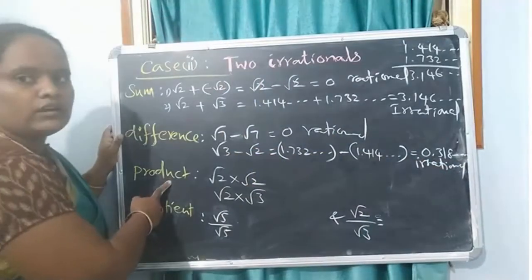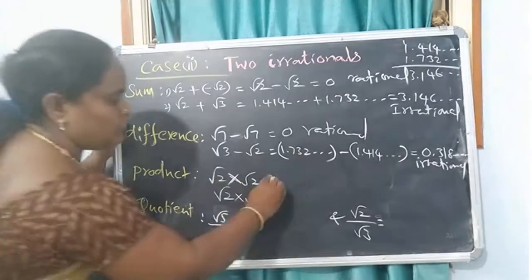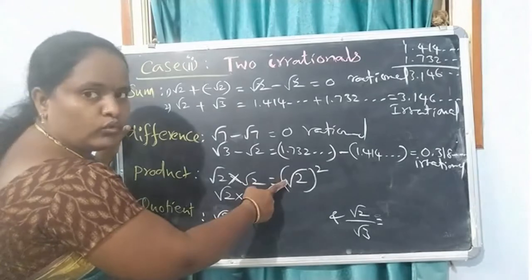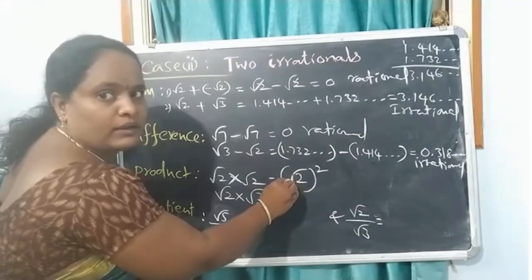Let us move on to the product. Here I have taken two same numbers, root 2 and root 2, multiplied. So root 2 into root 2 is root 2 whole squared. When the square root and the square, the power 2, are both the same, the result is 2.